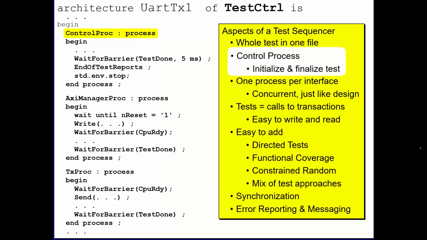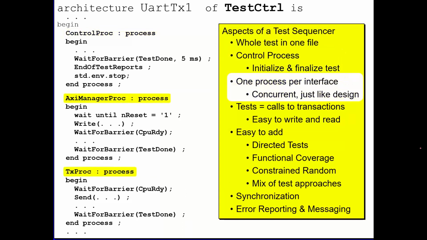We have our control process, and that's the first thing we're going to see. It is responsible for initializing and finalizing our test. Then we have basically one process per interface that we're talking to. This gives us concurrency, just like your design. Concurrency, mind you, is just independent operation. In these processes, we call transaction procedures to build up what we're doing. It makes it easy to write directed tests, to add things like functional coverage, but also to do constrained random tests. And we're going to explore all of this today.